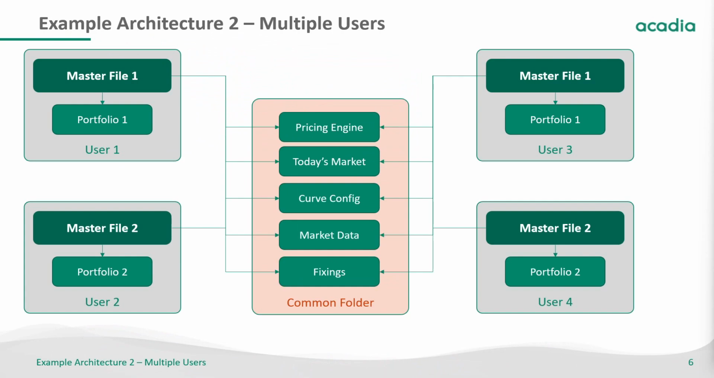You may also need to set up multiple users or multiple calculations where you have some of the inputs in common. In that case, it's going to be the pricing engine, todaysmarket, curveconfig, and for one given day market data and fixing, and then all the different users or all the different calculations will access the same files. A good example of it is when you look at the example folder in the repository, this is how it is structured, and we will show it in this video at the end of chapter 2.